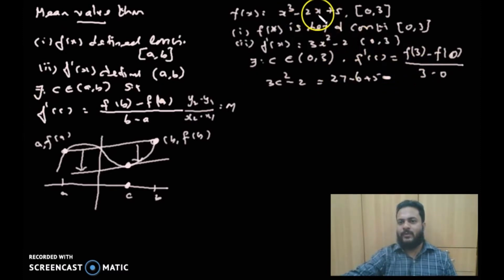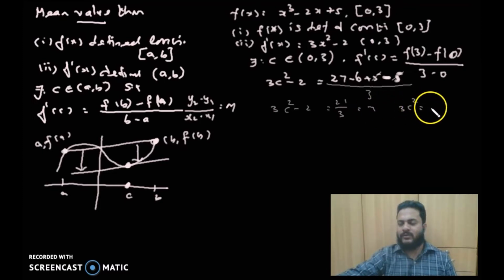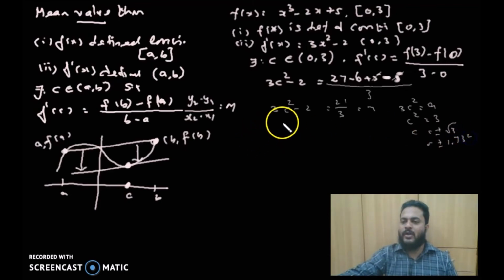f of 0 is, by putting 0 in your f of x, 5, divided by 3 minus 0, which is 3. And hence it is 3c power 2 minus 2 is equal to, this 2 will be cancelled, 21 divided by 3, which is 7. So 3c power 2 is equal to 7 plus 2, 9, and c power 2 is equal to 3, and c is equal to plus or minus square root of 3, which is plus or minus 1.732, the value of root 3.